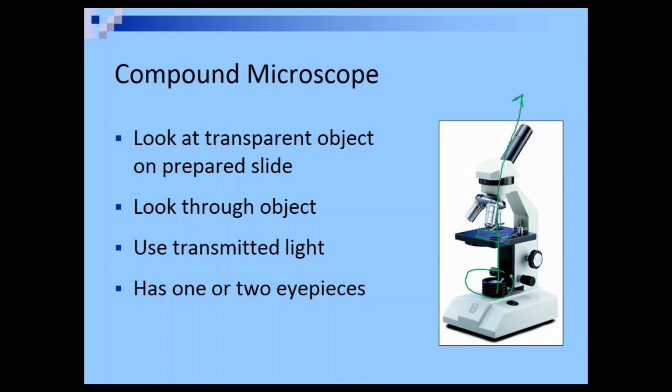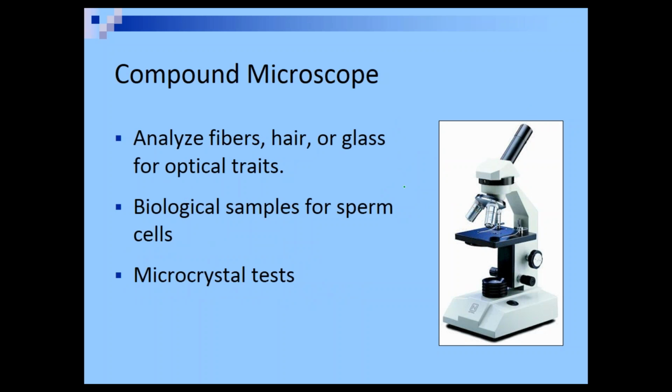So with transmitted light, the light is not from above. You can't just put a big lamp right here and shine it on the object. It has to be directly underneath the object so it goes through the object. You need something transparent, like something on a microscope slide. What I want you guys to note about the difference between these compound and stereo binocular microscopes is that the magnification is going to be a little bit different.